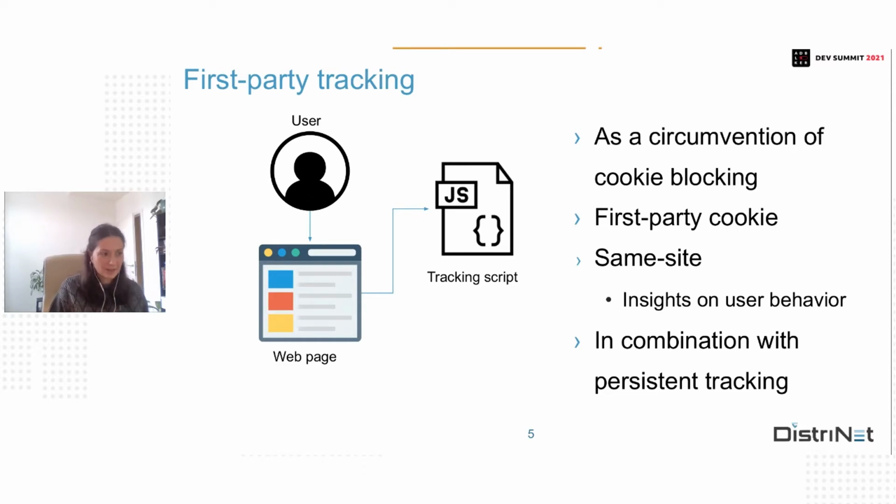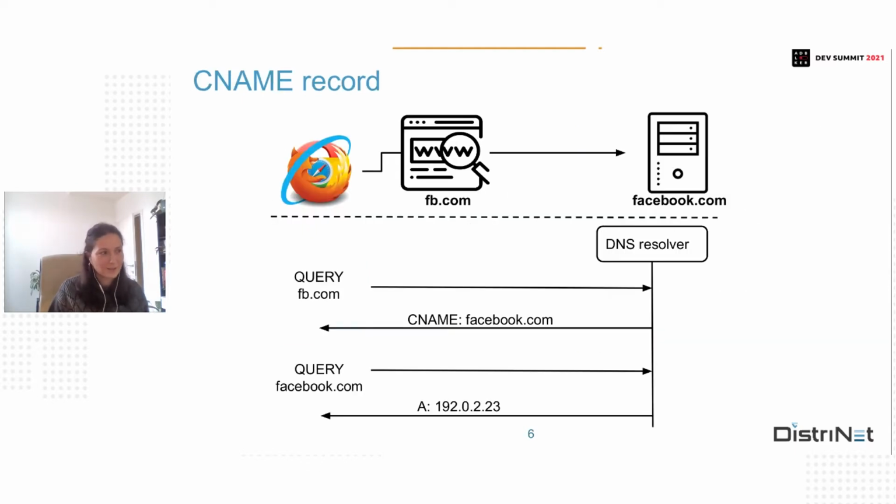However, in practice, in combination with persistent tracking such as fingerprinting, the tracker is in any case able to obtain information about the user across multiple domains. In our study, we focus on one specific kind of first-party tracking, which is called CNAME-based tracking, or CNAME cloaking. CNAME refers to a CNAME record, and I will briefly explain what a CNAME record is.